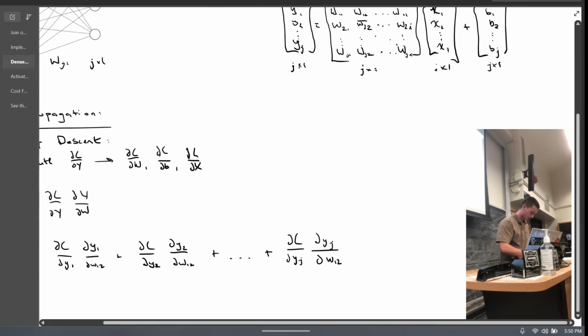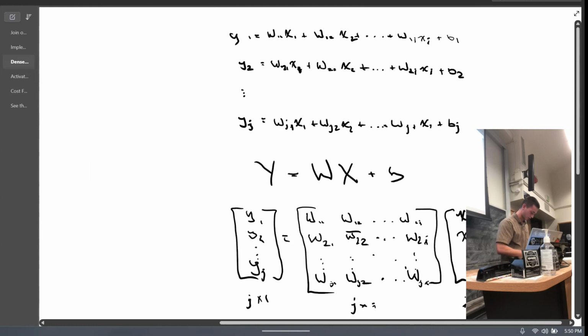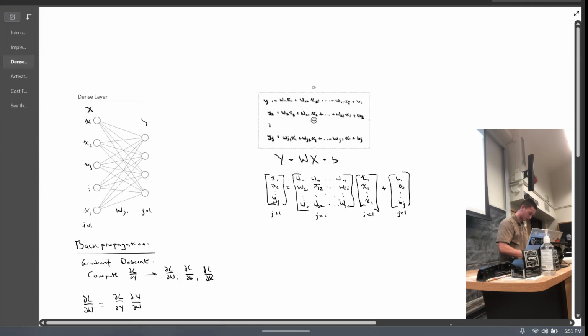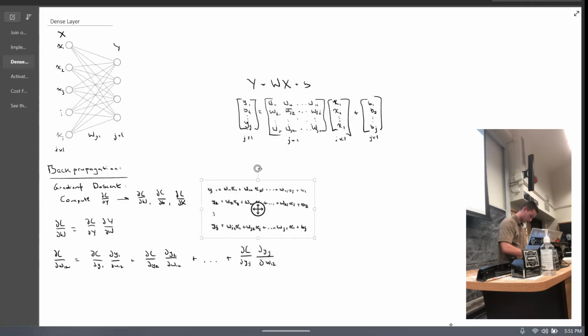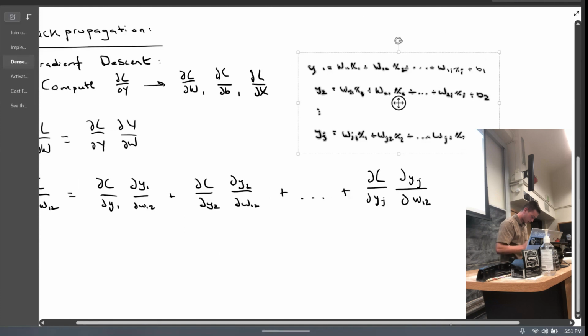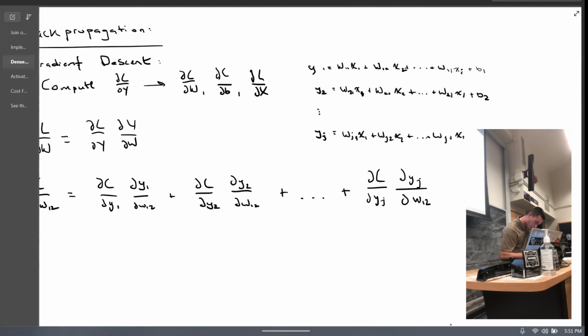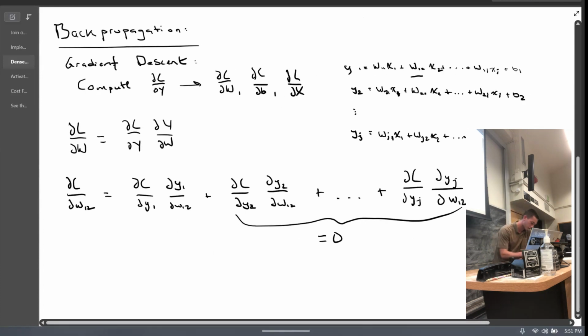So let's look back at our equation up here. Actually, I'm going to grab this again. We're going to use this a lot. Move this down here. For example, let's look at the derivative of Yj with respect to W12. Well, that's just 0. And actually, every single one of these terms is just equal to 0, because W12 only shows up in this equation. So we only need to compute this term here.